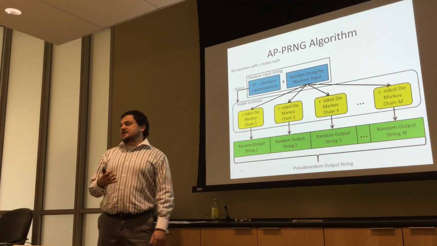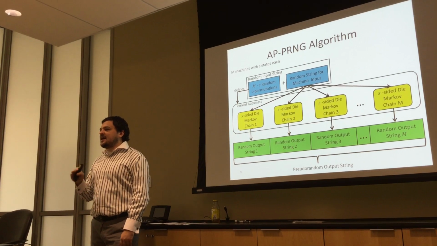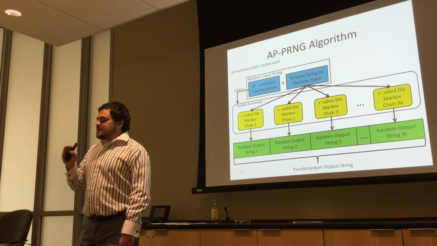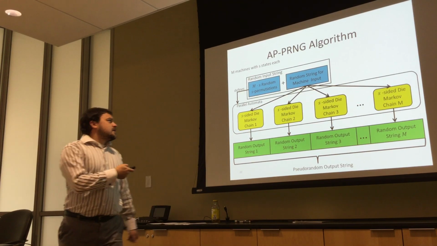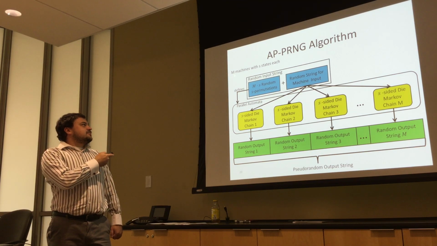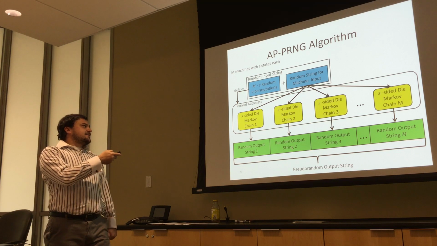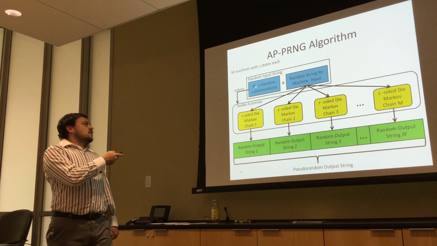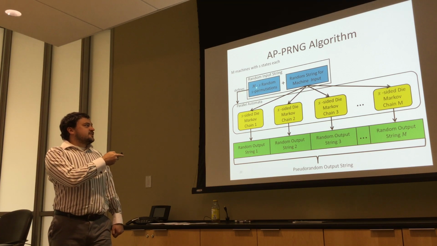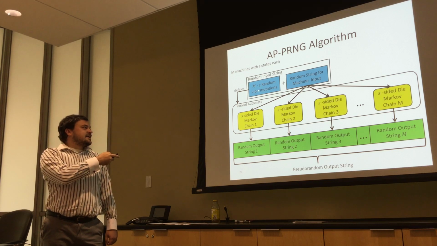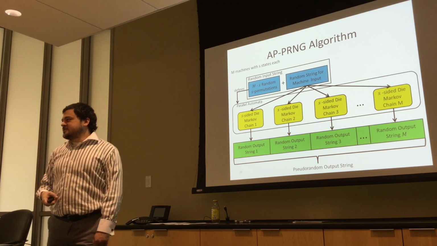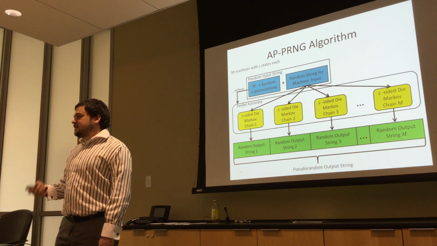That gives us our high-level overview for exactly how the APPRNG algorithm works. In this case, we're simulating M machines, each of which is going to have S states. And for the random input string that we use, we'll use the first chunk of that to build the machines by finding M times S random permutations, one for each state in all the automata.